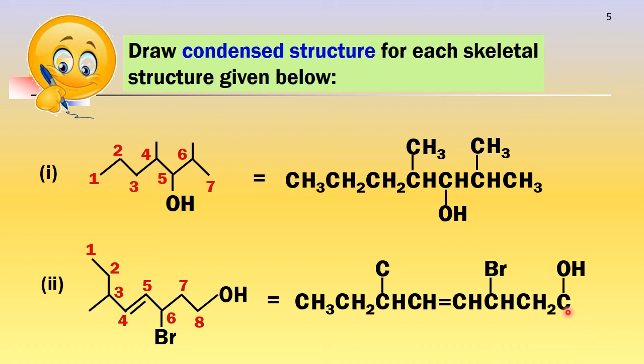And carbon number 8. Carbon number 8 right now has 1 bond to the oxygen atom and 1 bond to this adjacent carbon. So it has 2 more bonds that attach 2 hydrogen atoms. This carbon branch clearly shows it has only 1 bond right now. So 3 other bonds will be attaching 3 hydrogen atoms. So we are done with the condensed structure for this second compound.